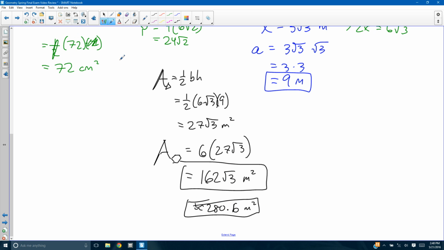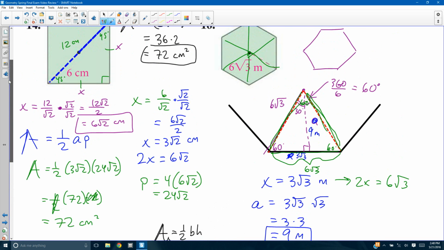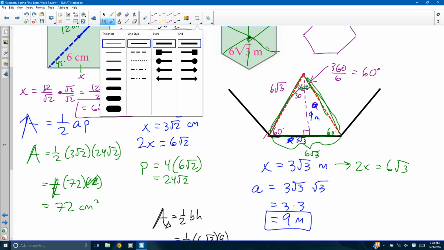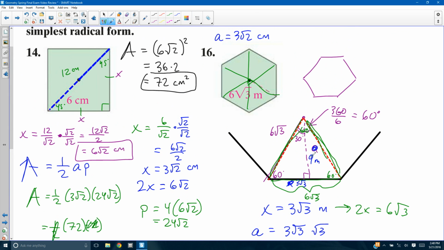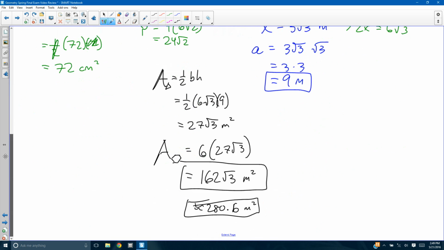Okay, that's one way of doing this problem. And a second way of doing this problem was doing the equilateral triangle thing that I just mentioned. That was actually a cool way of going about it, now that I think about it. A third way is, instead of using the area of the one triangle and multiplying by 6 triangles, we use 1/2 AP, just like we did for here. We already have the apothem. We're going to get the perimeter in just 1 second.